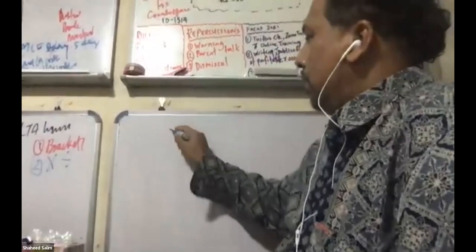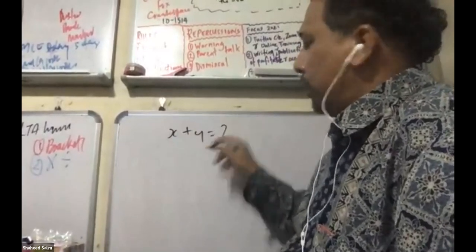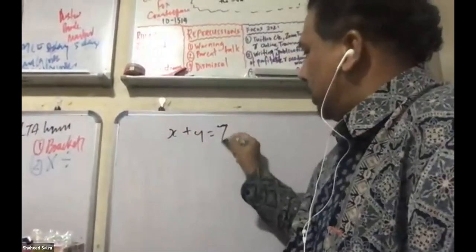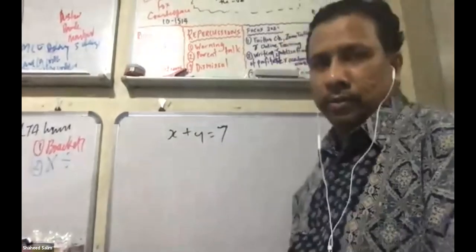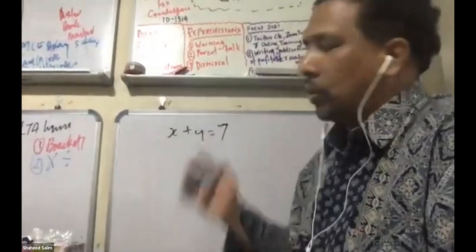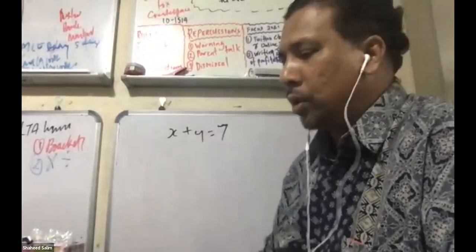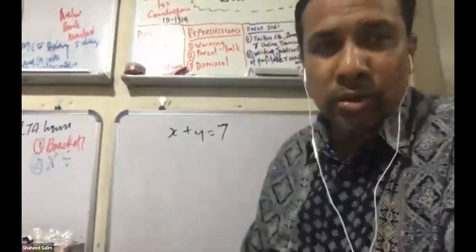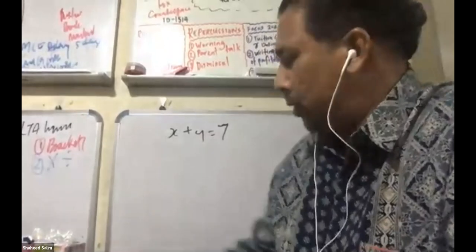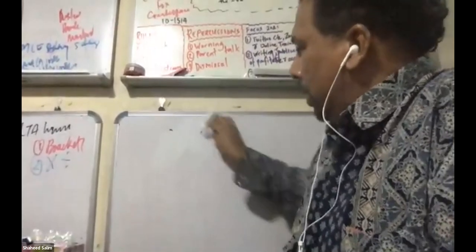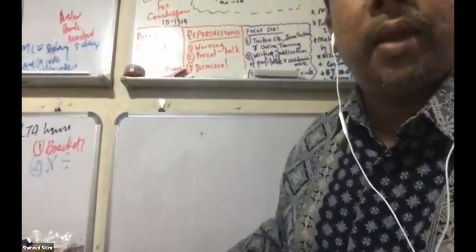For example, x plus y equals to 7. So you've got to solve it, but they will give you two equations. So what I'm going to do now, I'm going to show you step by step. You try to follow the steps, and we will take it from there.